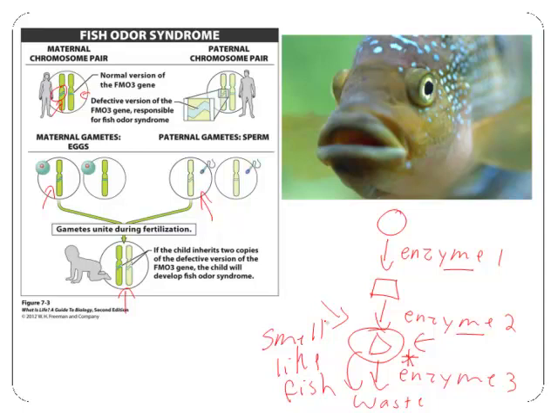And he couldn't smell it. He didn't notice it because he was around it all the time. And eventually figured out that he had 2 copies of this defective gene. So he smelled like fish. So that's one thing you don't want genetics to give you.